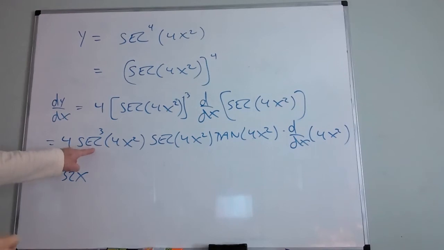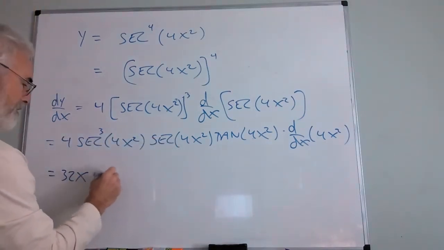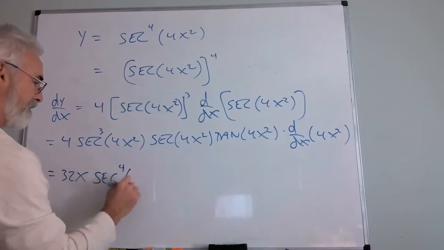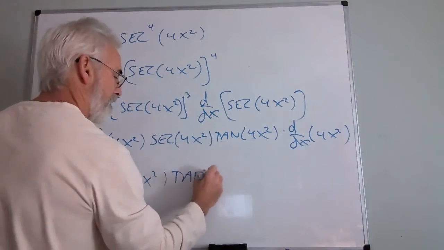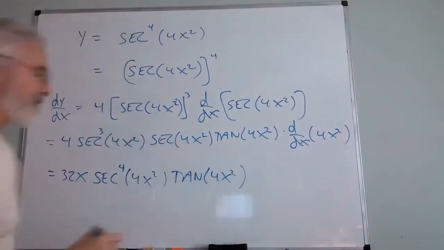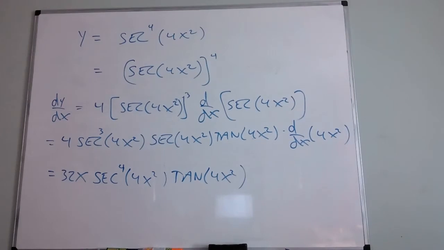I have a secant cubed. I have another secant. So that gives me secant to the 4th. I have a tangent. And I'm done. So that one was really lengthy.